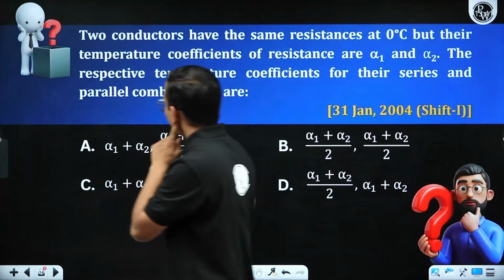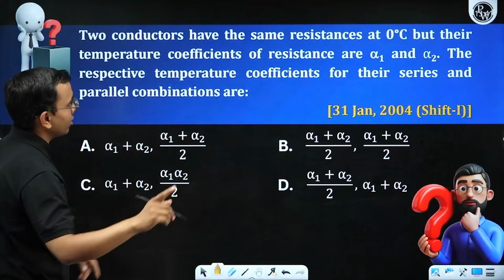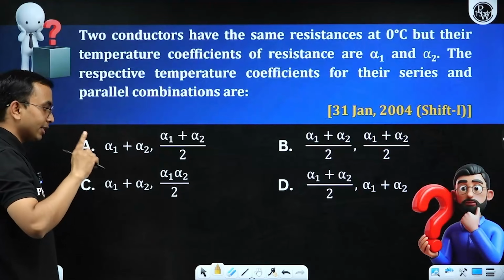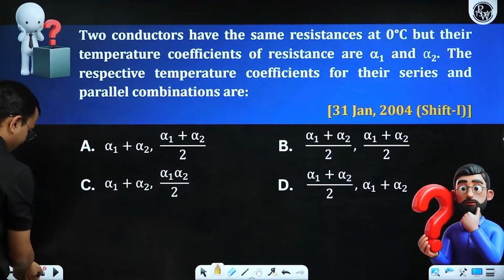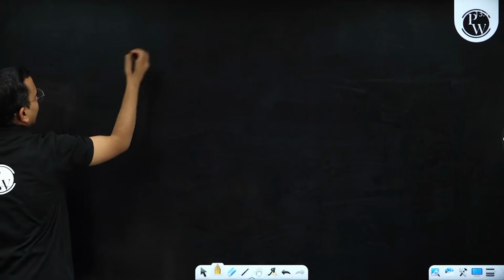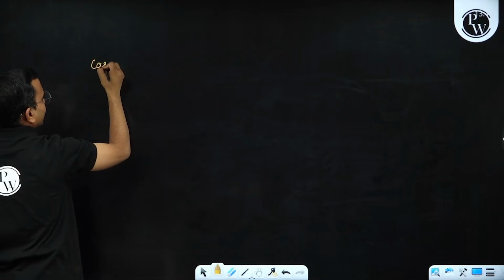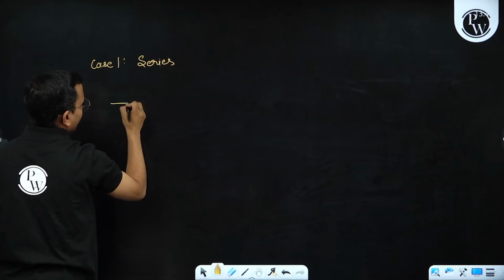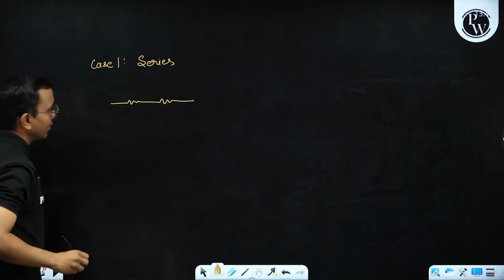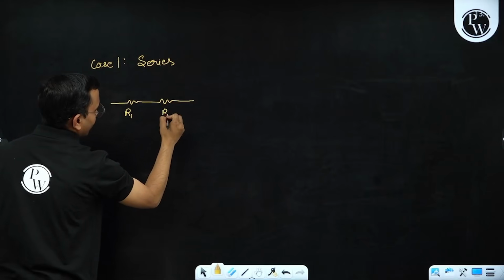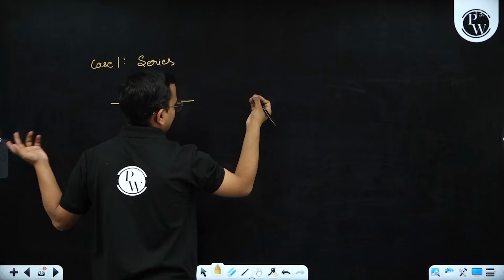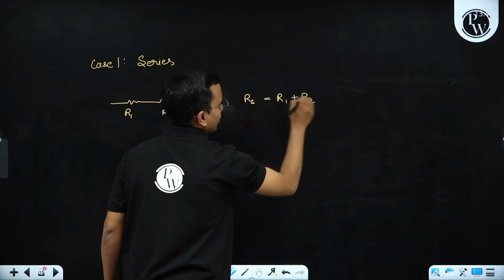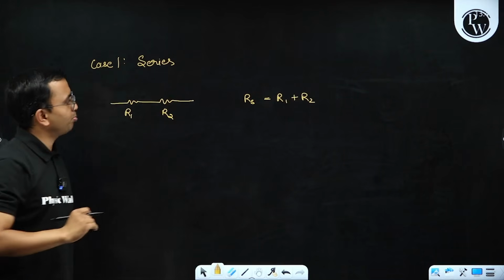Now here, two resistances are equal, but their thermal coefficients are different, alpha 1 and alpha 2. Now they are connected in series one time and then in parallel. So what is alpha effective? Let us take first case 1, series. This is R1, R2. Now I know that two resistances in series have the equivalent R1 plus R2. I'm considering that this fundamental thing you already know.